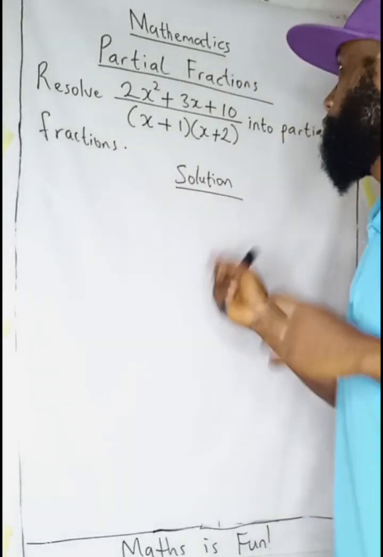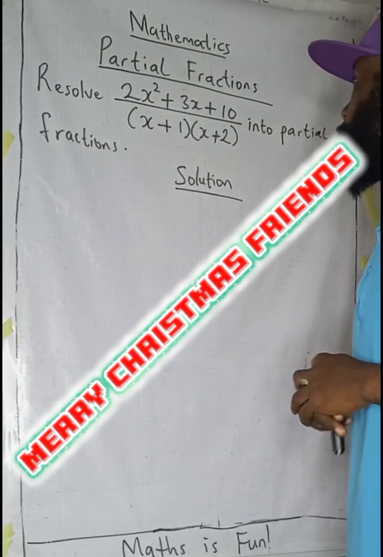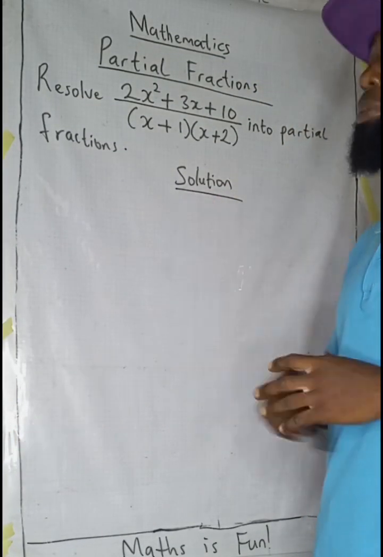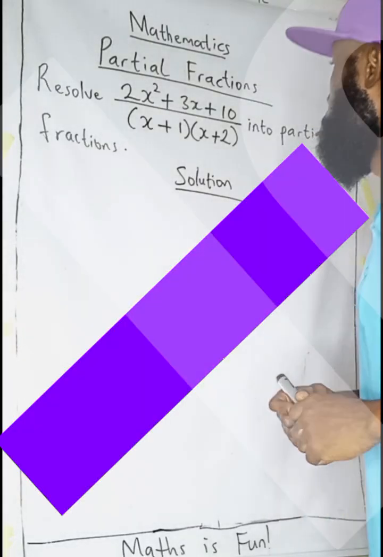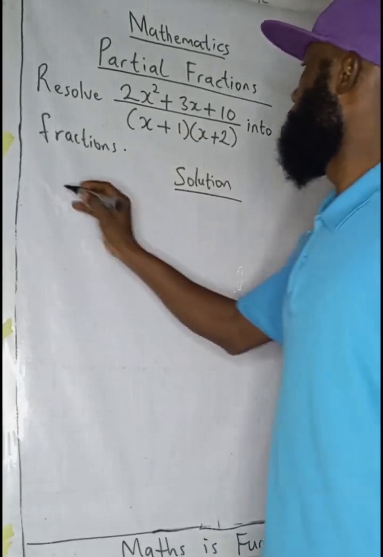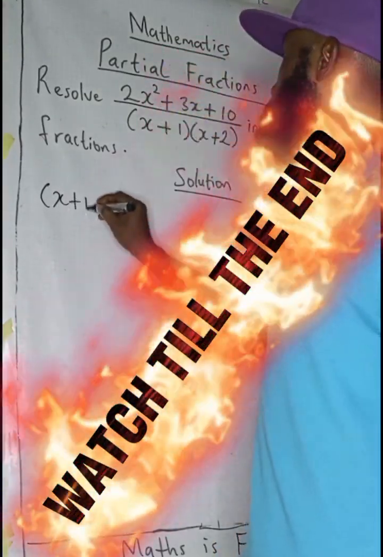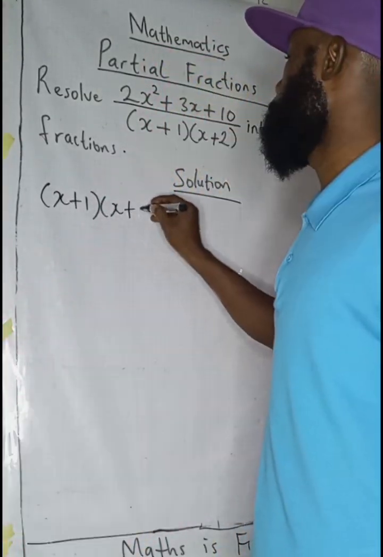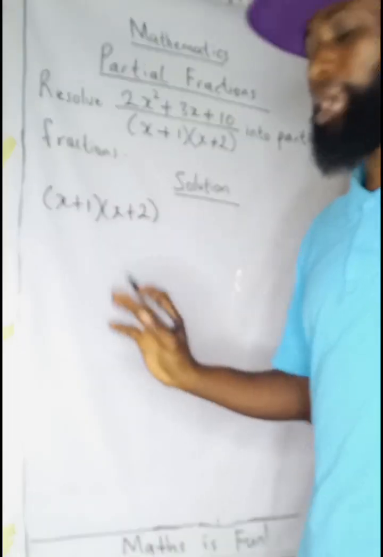Now let's quickly resolve the fraction into partial fractions, right? So what do we do? Let us check the denominator. We have x plus 1 times x plus 2. We are going to expand it.